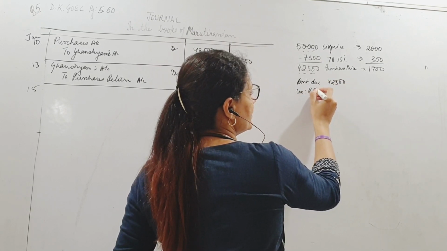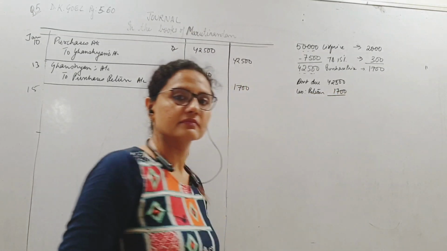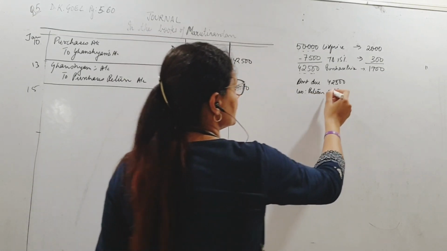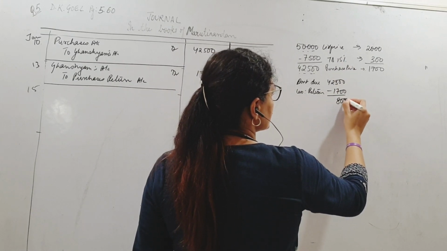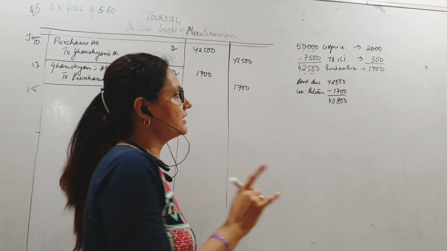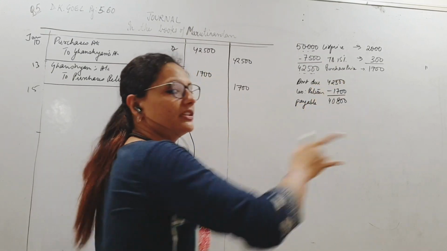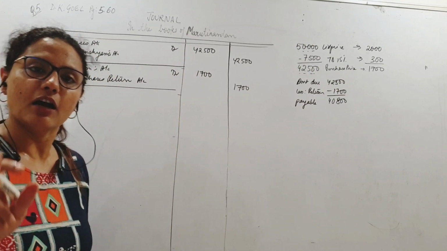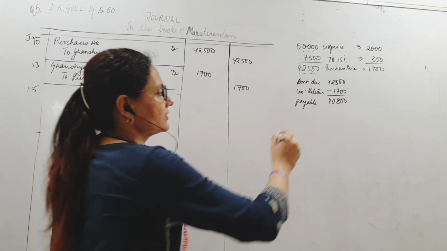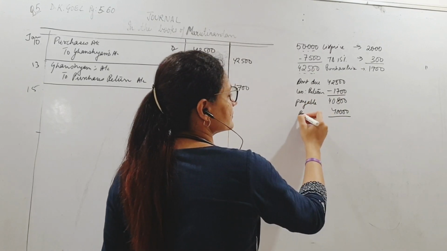उसमें से whatever you have returned, that I will subtract. I will not pay him that much. इतने का तो goods वापस कर दिया. So 40,800. This was payable after return, net amount. But how much are you paying? Only 40,000. So 40,000 में account settle कैसे हो गया?